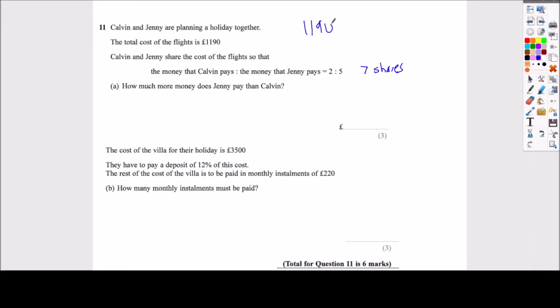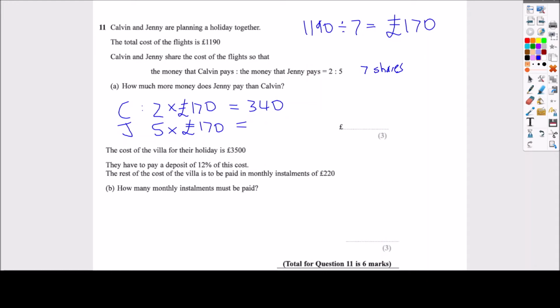So 1190 divided by 7 equals 170 pounds. So that's what each share is. So Calvin pays for 2 shares. So that's 2 lots of 170. Jenny's paying for 5 shares. So that's 5 lots of 170. So Calvin pays 2 lots of 170, which is 340.